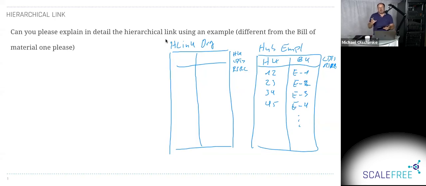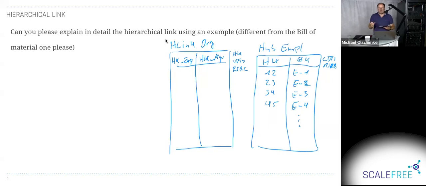So the hierarchical link has two columns, one for a child, one for a parent. That's how we call it in the book. In the training, we call it from and to. I'm not a big fan of that. You could name it differently. You could also say, well, this is the HK employee and the HK manager, or child to parent, whatever you want to name it. I like readable names, so that's what I would prefer here, from employee to manager.